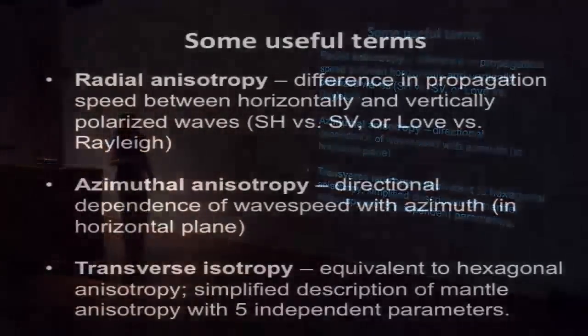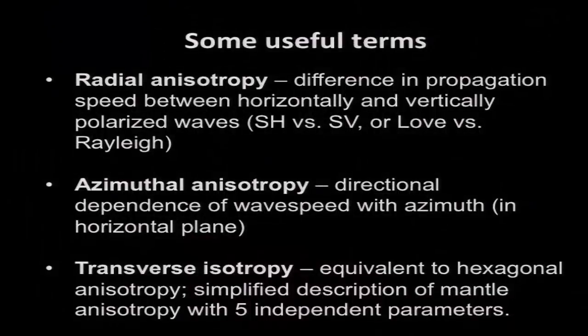So just to quickly define some useful terms, a lot of these have come up in the talks already, but just so we're all on the same page. Radial anisotropy, as I briefly said, refers to the difference in propagation speed between horizontally polarized waves versus vertically polarized waves. So this is SH versus SV, or if you're thinking about surface waves, this is Love wave propagation versus Rayleigh wave propagation.